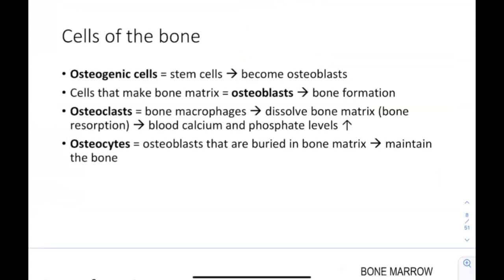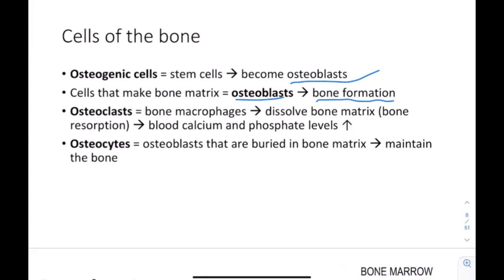Okay, so let's talk about cells of the bone. First we have osteogenic cells, which are stem cells. Stem cells are basically undifferentiated cells, and they become the osteoblasts. The cells that make the bone matrix, like I said earlier, are the osteoblasts. They are responsible for bone formation. They make the bone matrix, which consists of the collagen, the phosphate, and calcium. So they basically mineralize the bone.